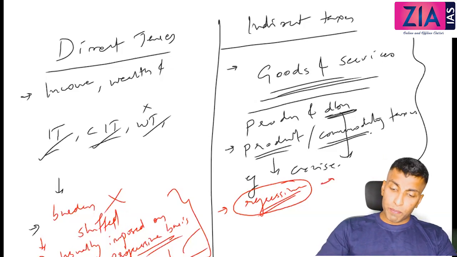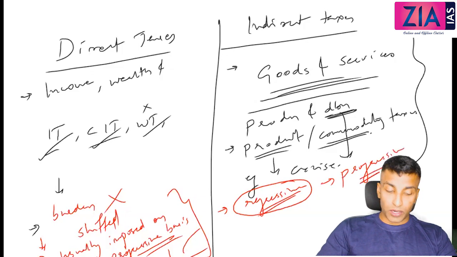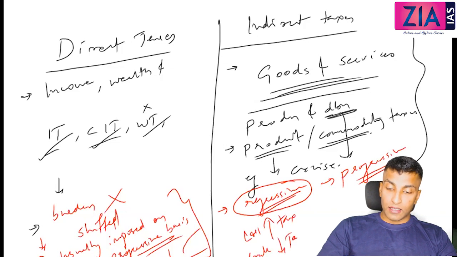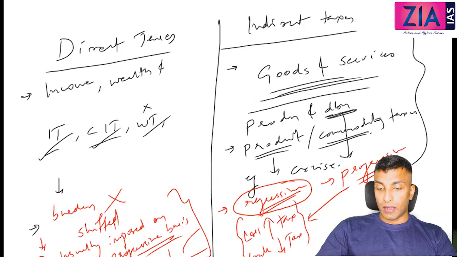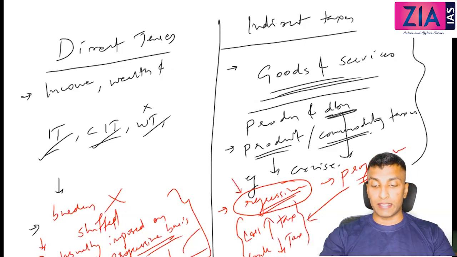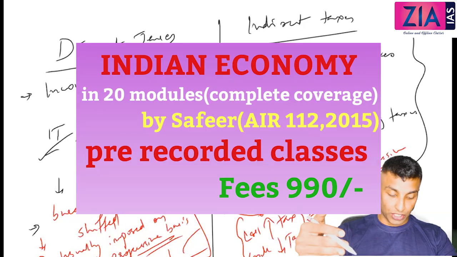Now, how can you make it progressive? Can you make it progressive? You can actually make it progressive. How can you do that? For some products like luxury cars, you can increase tax. In case of cycle, you can decrease tax. Like this, you can make it progressive also. But generally, it is proportional. But it is regarded as regressive because the poor is also paying the same.